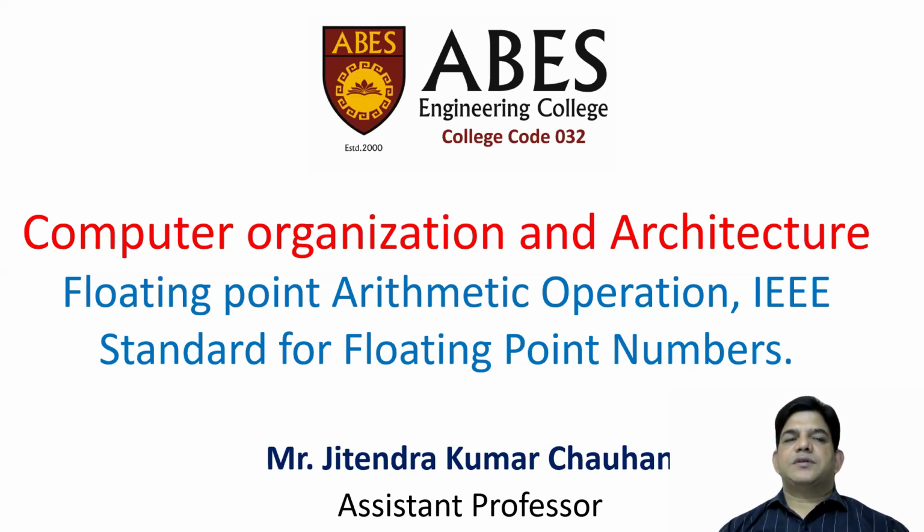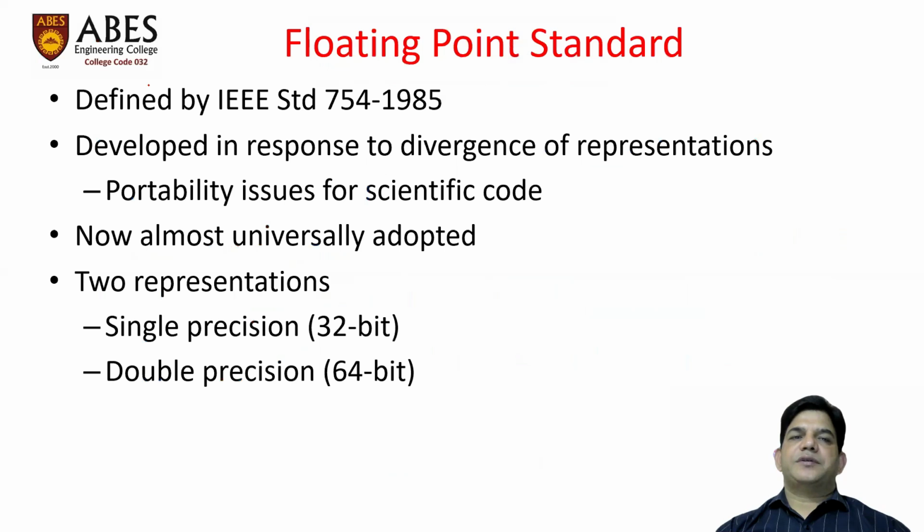Today we are going to discuss the topic floating point arithmetic operation: IEEE standard for floating point numbers. Here we are talking about the floating point standard defined by IEEE standard 754 in 1985. It was developed in response to the divergence of representations. Because we have different representations, we need one representation that suits all portability issues for scientific code. Now it is almost universally adopted.